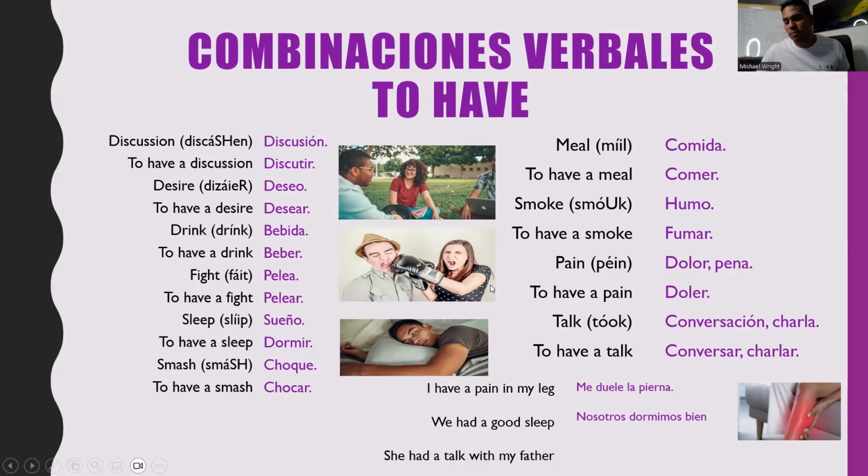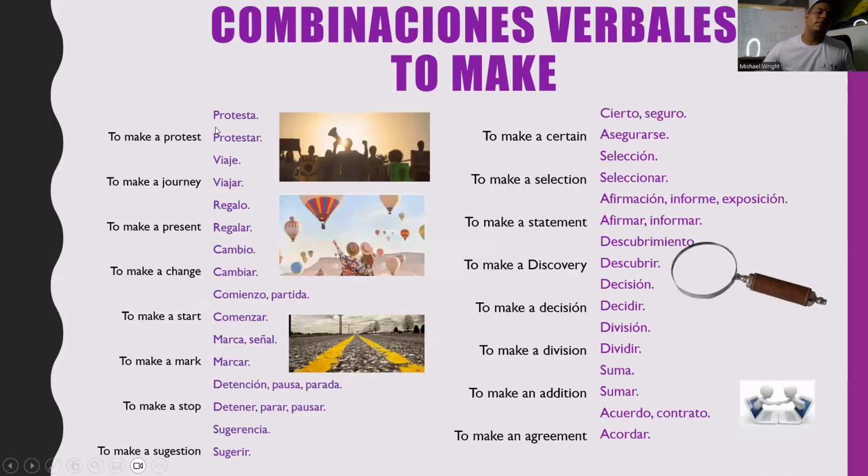Ella conversó con mi padre en pasado, right? So, okay, we have more combinations. We have protest. Protesta. To make a protest is protestar, right? Journey. Viaje. To make a journey, viajar.